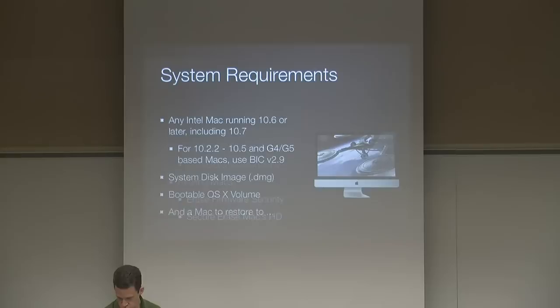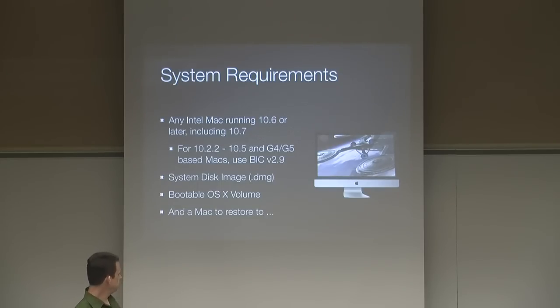And so, system requirements: version 3.0 requires 10.6 and any Intel Mac. If you want support for G5 or PowerPC-based Macs, use BIC version 2.9. I'll keep it on the site available for download. It's the last universal version running on both PowerPC and Intel. 3.0 is now just Intel.